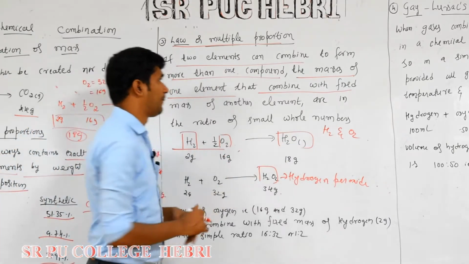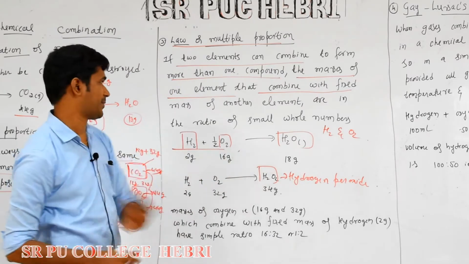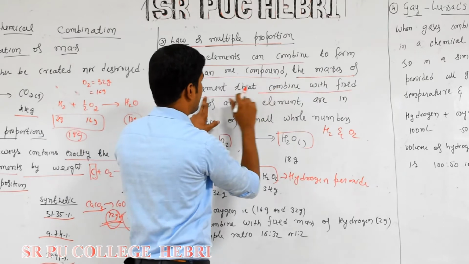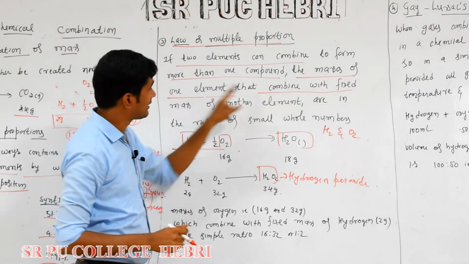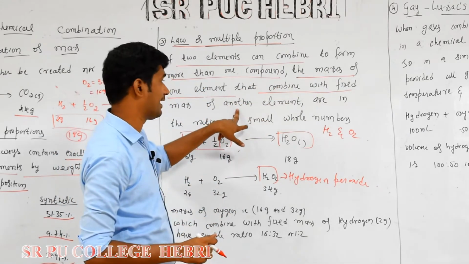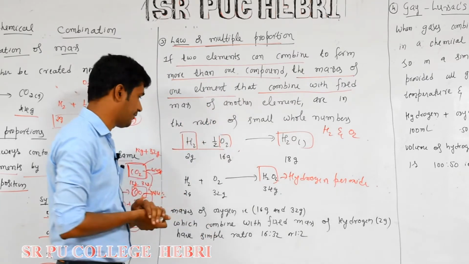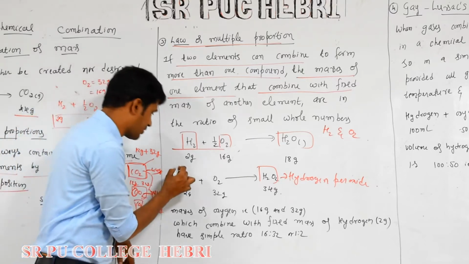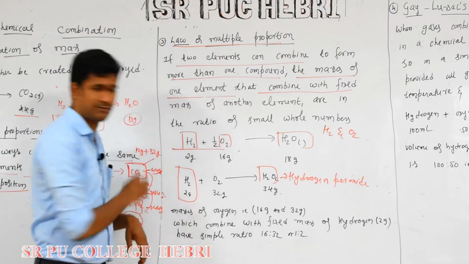More than 2 compounds. How many compounds are formed here? 2 compounds are formed. See what the second part says: the masses of one element that combine with the fixed mass of another element. So the mass of which element do we have to take here? Here the mass of which is fixed? The mass of oxygen in both the reactions is fixed.